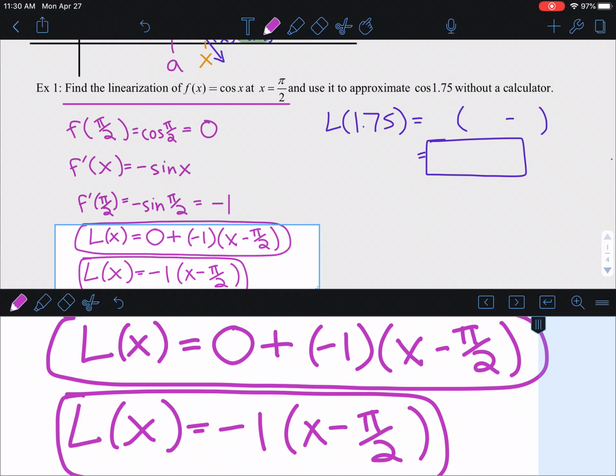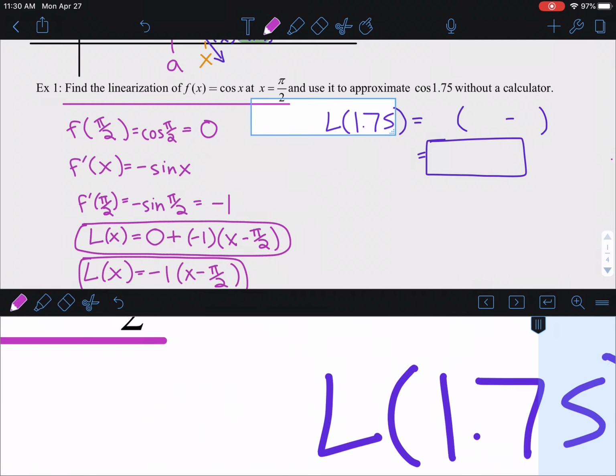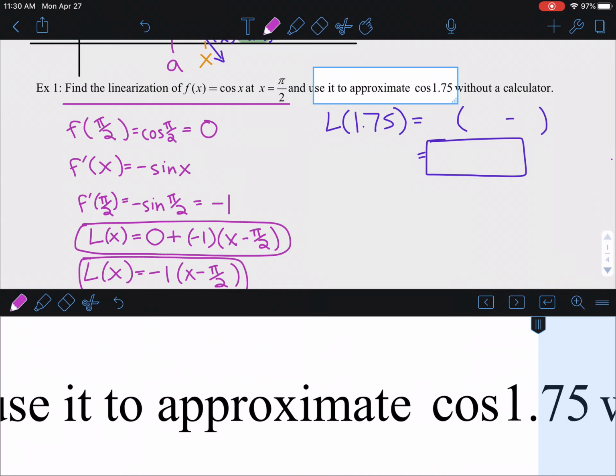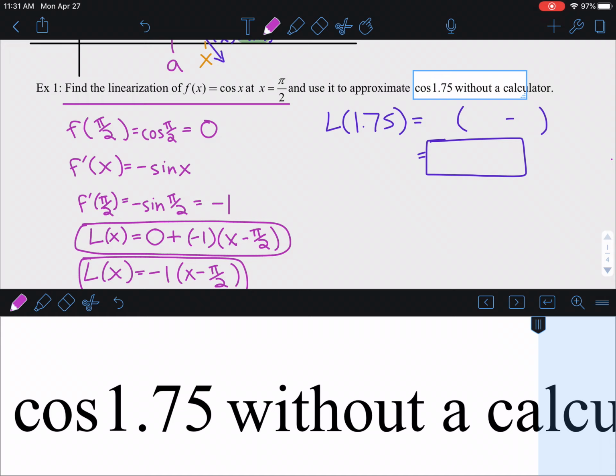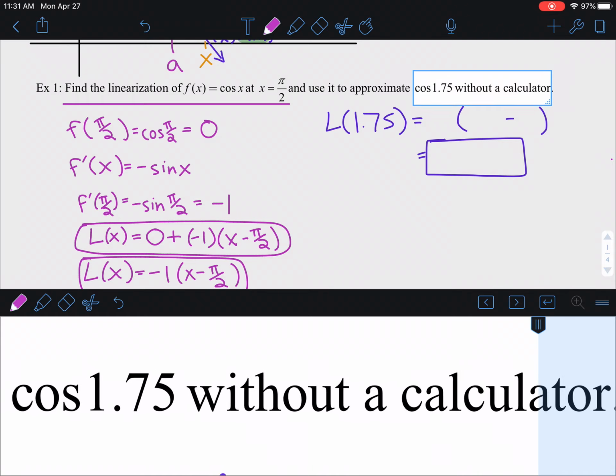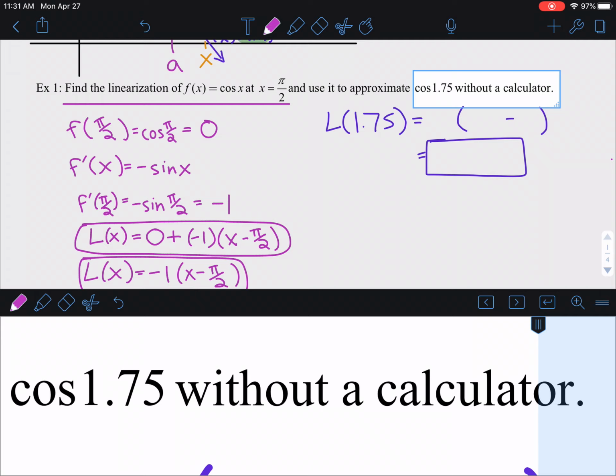Okay, so that's the first part of this question. We're just finding the equation of the tangent line at pi over 2. Now here's the second part. This is the interesting part. Use it to approximate cosine of 1.75 without a calculator. And this is where linearization becomes a little bit interesting. Instead of just finding the equation of the tangent line and then not doing anything with it, this is an application of not just derivatives, but specifically the equation of the tangent line.